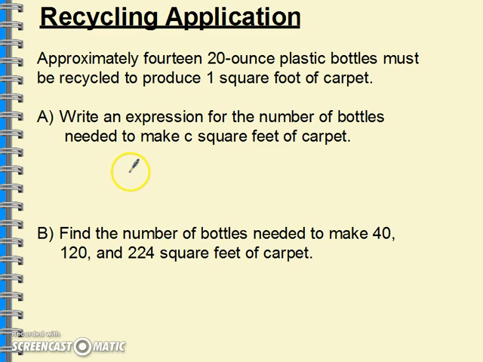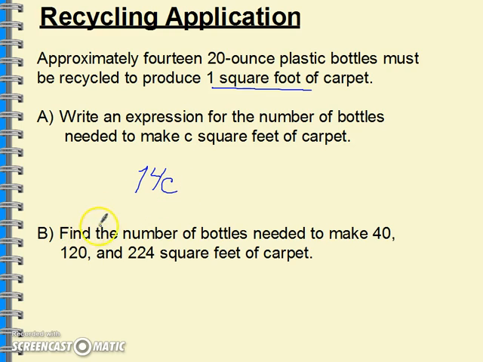Now that you've had a moment to try the first piece of this problem, let's see if you come to the right answer. Write an expression. Well, we know that it won't have an equal sign since it is an expression, and we know up here that approximately 14 of these 20-ounce plastic bottles must be recycled to produce 1 square foot of carpet. So, if we're trying to figure out how many are needed to make c square feet of carpet, your unknown becomes how many square feet you're using. So, 14 times however many square feet of carpet you're looking for.